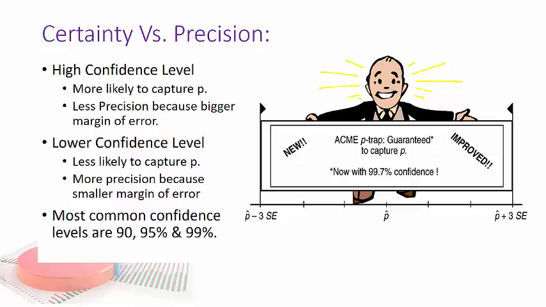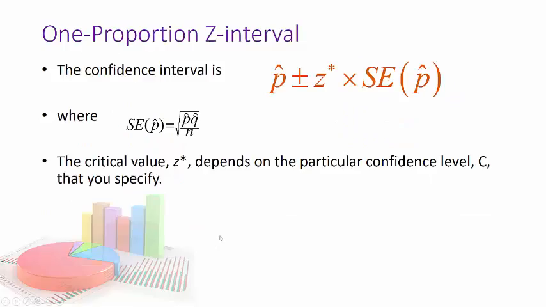Now, most commonly, the confidence levels we use are 90, 95%, and 99%. All right. And we go ahead and rewrite this. This is really called the 1 proportion Z interval, and that's what it's referred to on your calculator. So it's going to be in the format that you have your sample statistic here, plus or minus your critical value times the standard error for your sample, right? And again, the critical value depends on the particular confidence level that you specify.